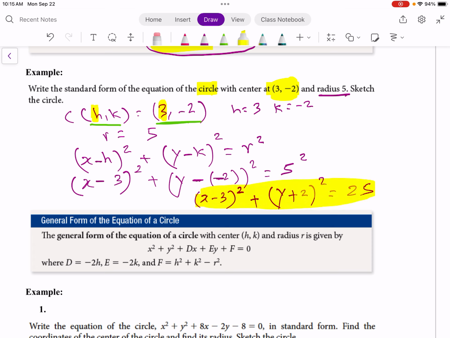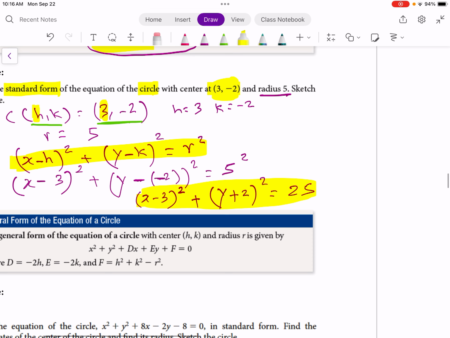And this form we call the standard form. So if you have your equation of a circle in the form (x minus h) squared plus (y minus k) squared equals r squared, that is the standard form of the equation of a circle. So every time you are asked to find the equation of a circle, you need to know the center and the radius, and we use (h, k) to represent our center. So this is how we represent the center in general.